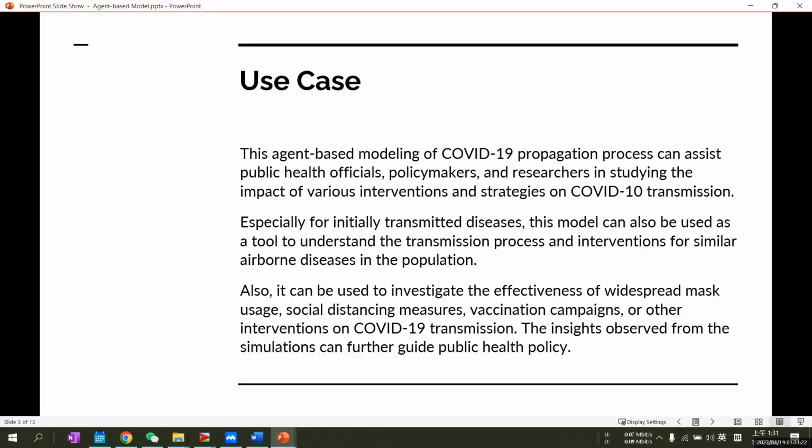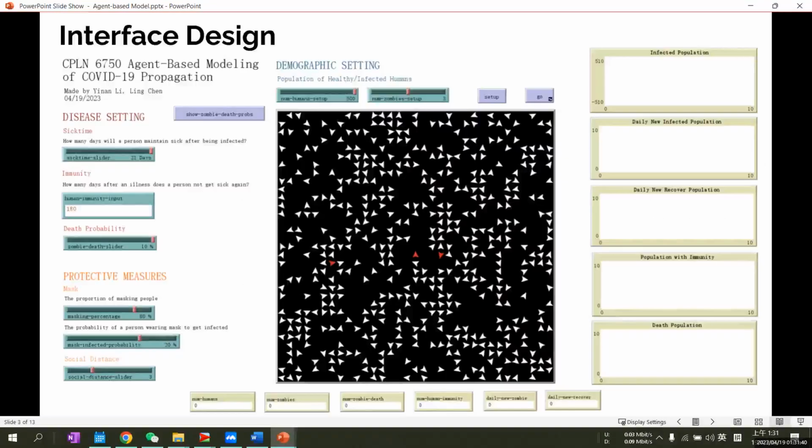In terms of use case, the model can assist public health officials and researchers in studying the impact of various interventions and strategies on COVID-19 transmission. Also, it can be used to investigate the effectiveness of mask usage, social distancing measures, or other interventions.